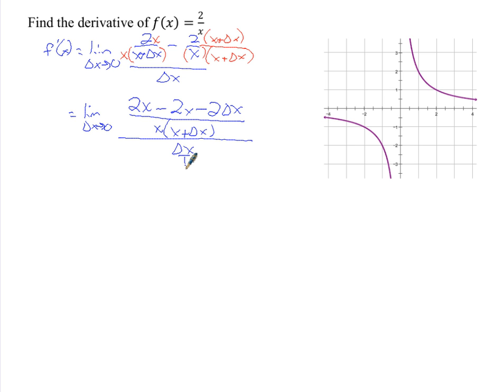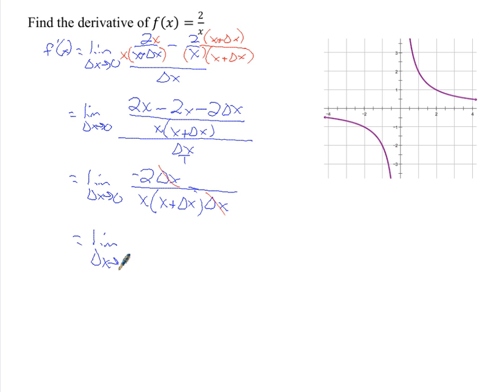So where does this delta x wind up then? In the denominator. So let me rewrite that just so we see it. Limit as delta x approaches 0 of, the numerator is negative 2 delta x, I'm simplifying this, divided by that x parentheses x plus delta x, times the delta x tacked onto the end from this guy. And there we go. We can divide out the delta x. So we now have equals, I'm just going to write this down so we see it, limit as delta x approaches 0 of negative 2 up top divided by x times x plus delta x.